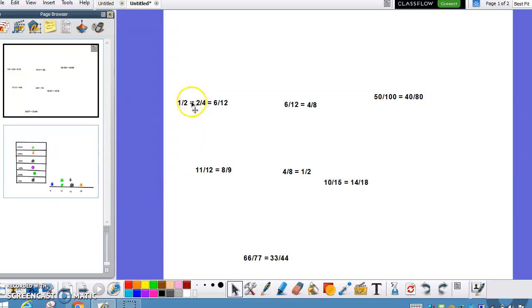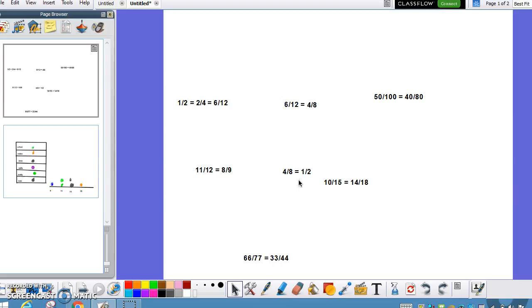So one half is equal to 2/4, and that's a half. And 6/12 is also a half. So 6/12 is equal to 4/8. 50 out of 100 is equal to 40 out of 80. And 11 out of 12 is equal to 8 out of 9. 4 out of 4 is equal to 1 half.